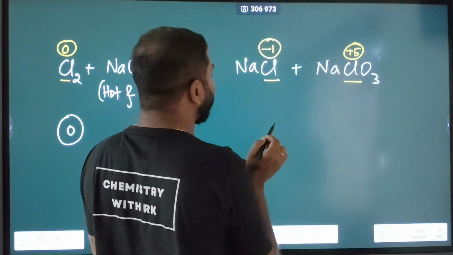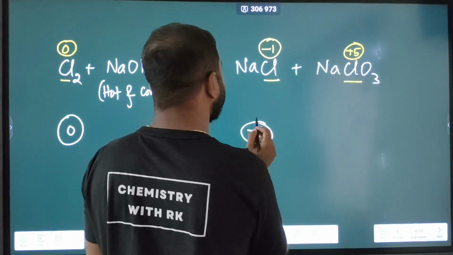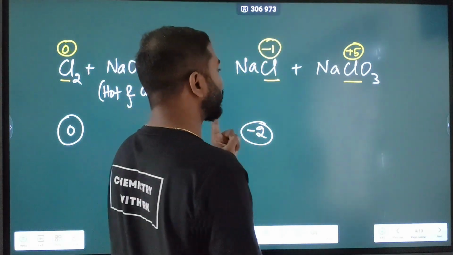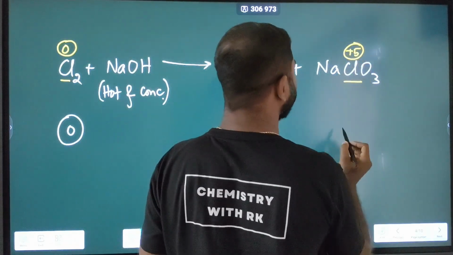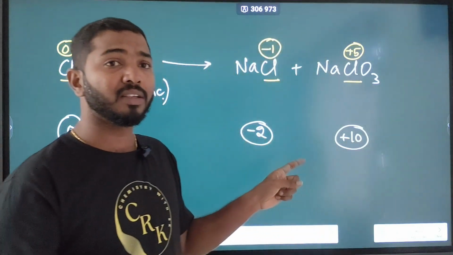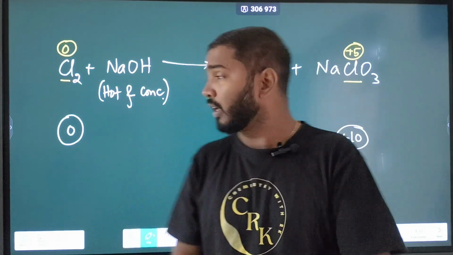Here for one chlorine it is -1. So for two chlorines, what is the oxidation number? That is -2. Hope you understood. For one chlorine it is -1, for two chlorines it is -2. For one chlorine it is +5, for two chlorines it is +10. If you understand this, then everything goes well. Okay, so I'm repeating again.